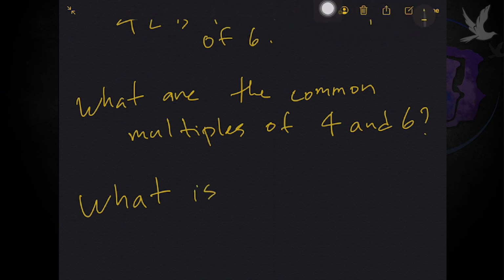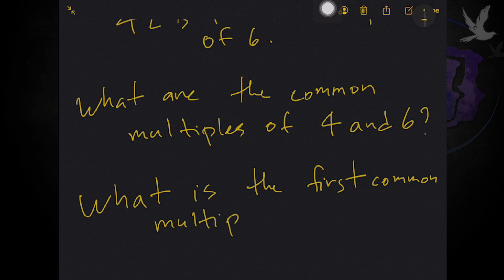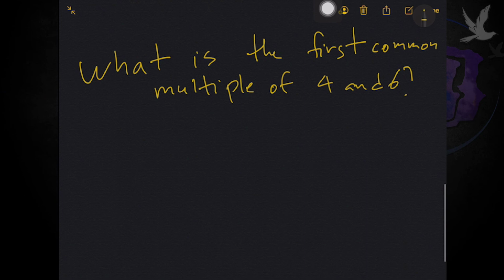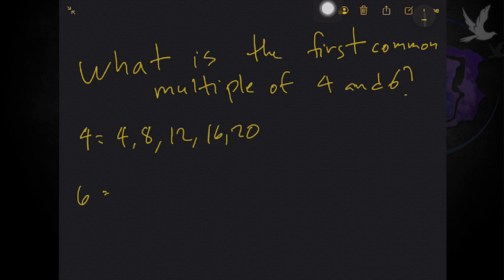What is the first common multiple of 4 and 6? So all you have to do again is line them up. We have 4 and 6. I'll write smaller so we can fit them. We have 4, 8, 12, 16, 20, 24, 28.